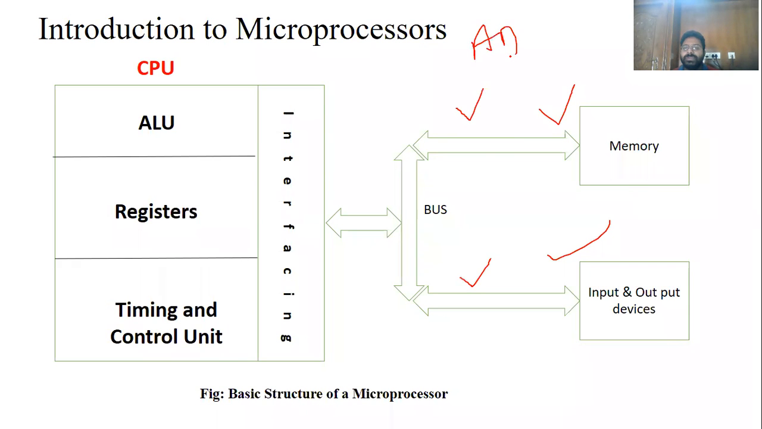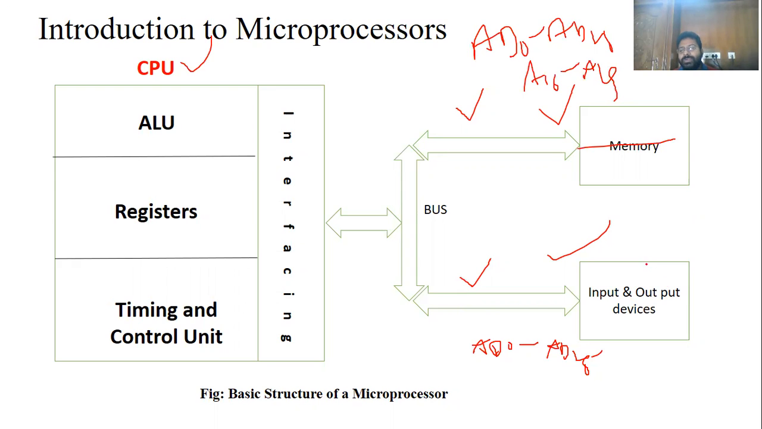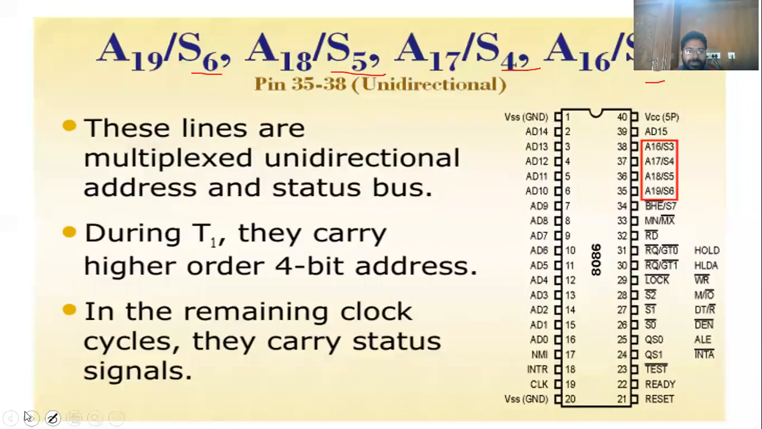Here we are using AD0 to AD15, and some extra pins, A16 to A19. The same address lines are used. Then how does the microprocessor, nothing but the CPU, know whether the information is available in the memory or input output device, and which type of device we are going to access?